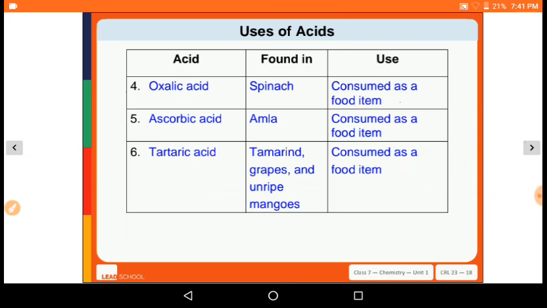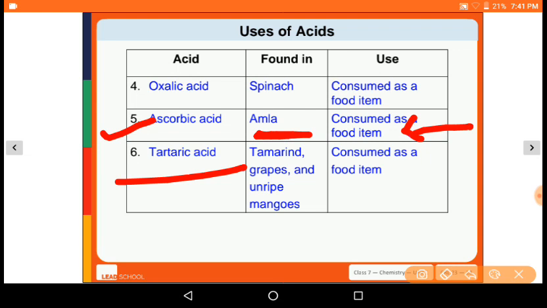देन ऑक्सिलिक एसिड वो स्पिनेच में से मिलता है, consumed as a food item. देन लास्ट वन, फिफ्थ वन इज अ एस्कॉर्बिक एसिड, वो हमको आंवले में से मिलता है, आंवला जो हम होता है. So यहाँ पे भी as a food item we can use it. And the last is tartaric acid. So tartaric acid is in grapes और unripe mangoes में से हमको मिलता है और वो भी हम as a food item उसका use करते हैं.